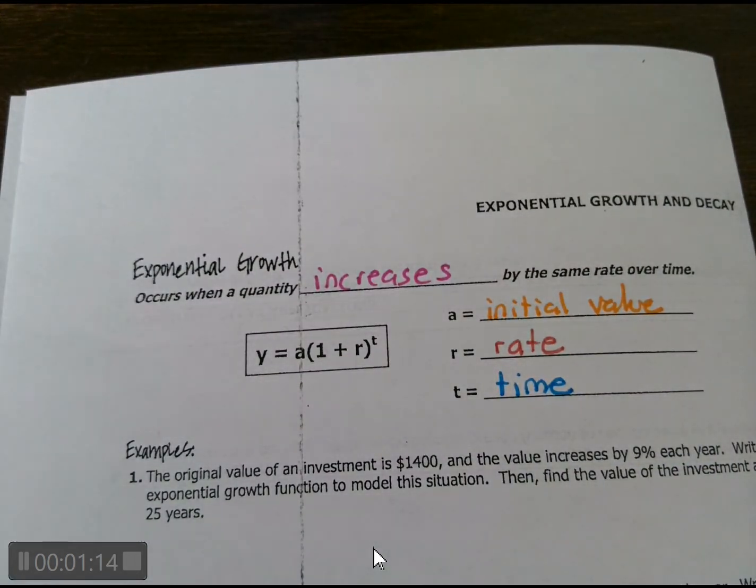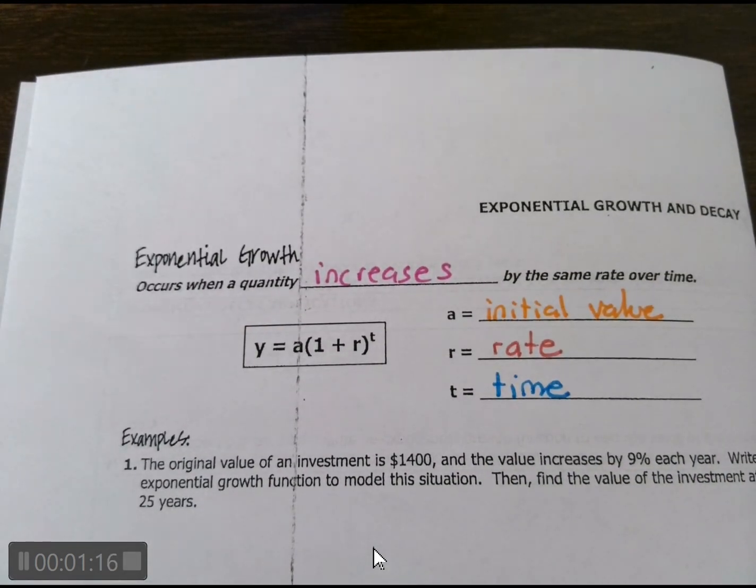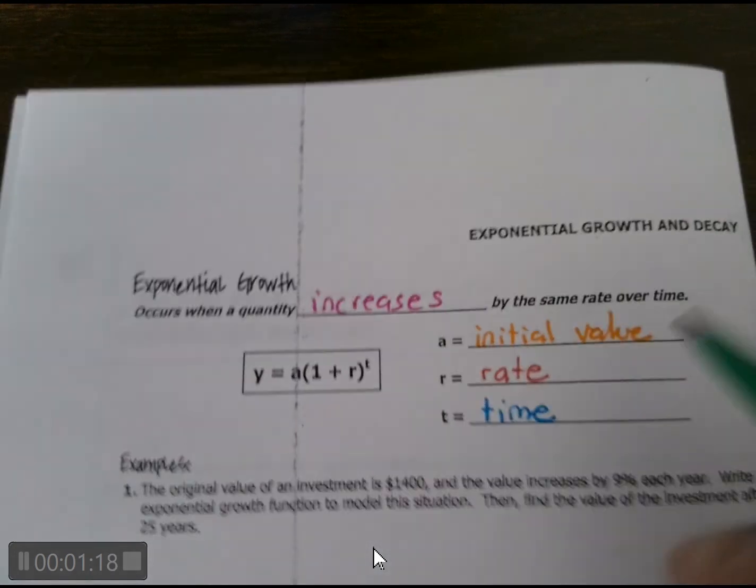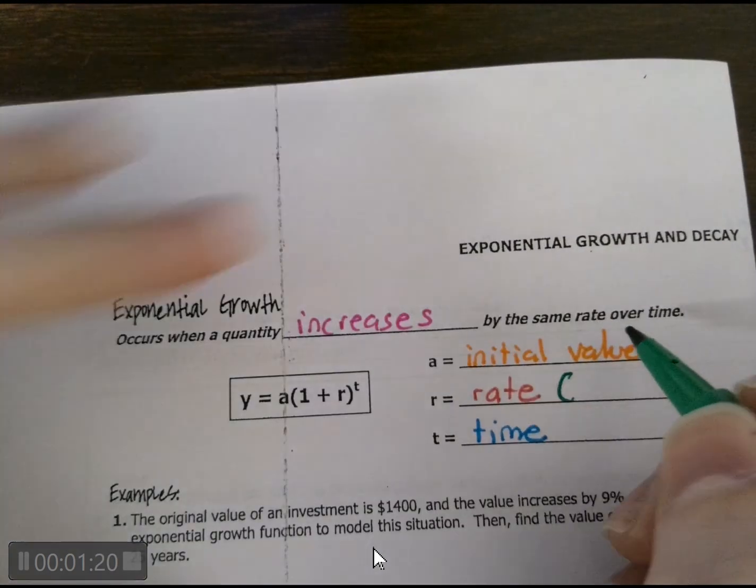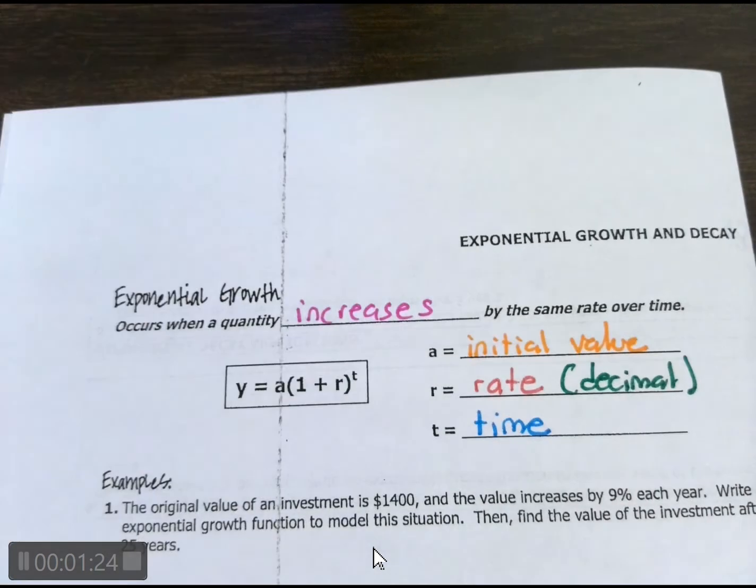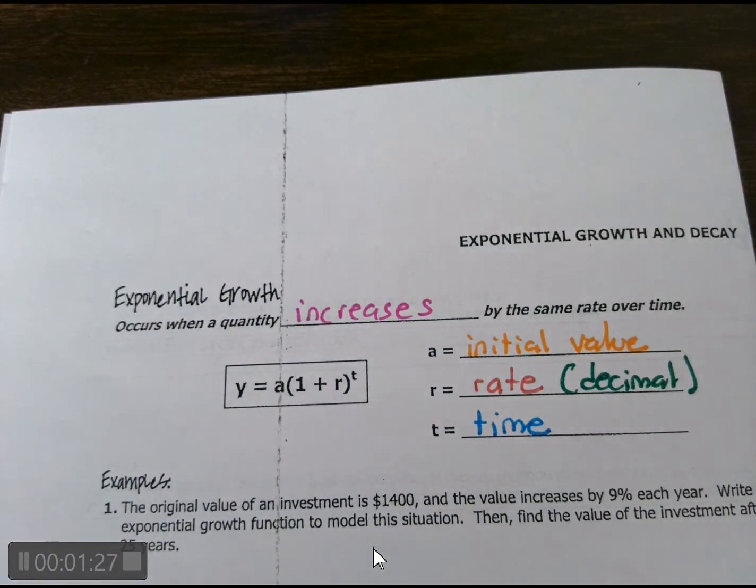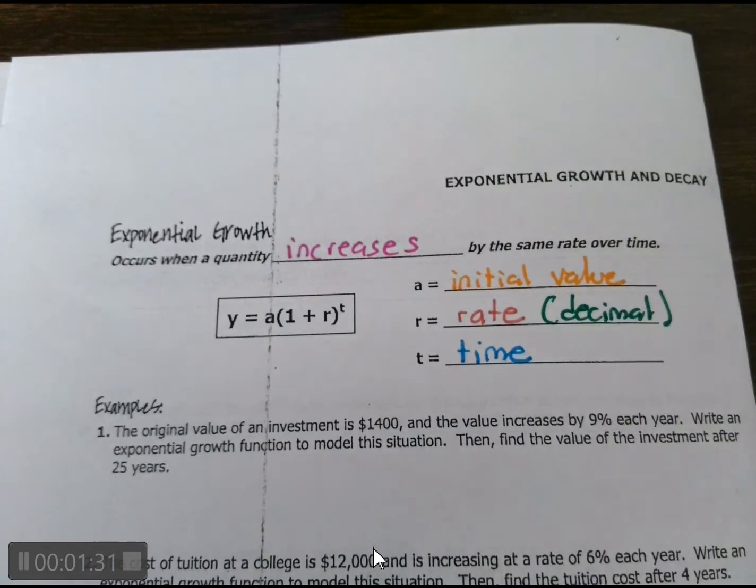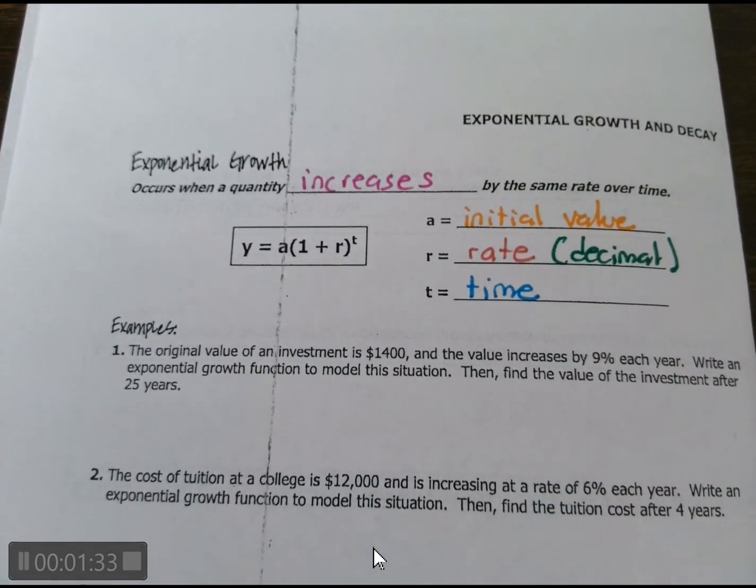All right. Now, something important to notice about our rate is that we need to make sure that we put it in decimal form. Okay? So our rate has to be in a decimal. Alrighty, so let's take a look at our first example.